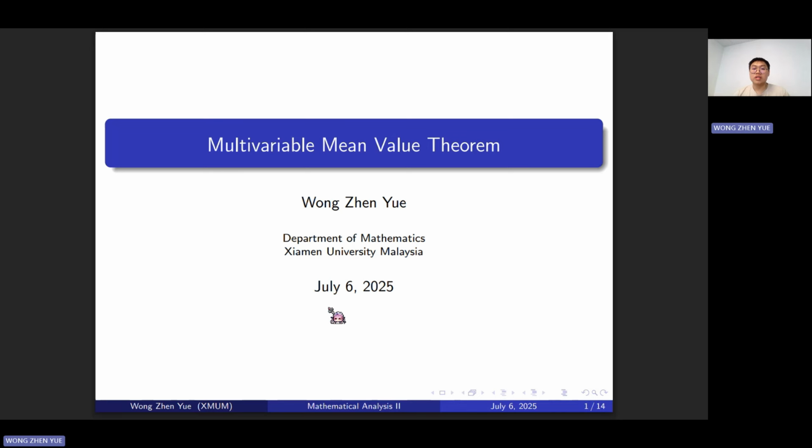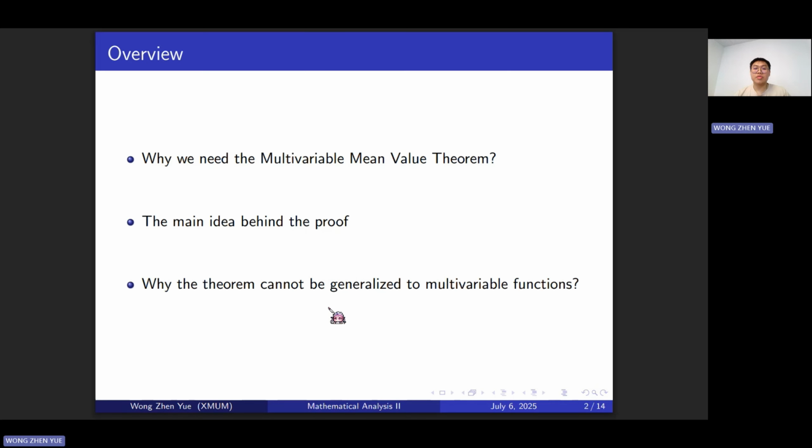Today I will introduce the multivariable mean value theorem. Okay, before we start, let's have an overview first. In this video, I will talk about why we need the multivariable mean value theorem and the main idea behind the proof. Then in the last, I will talk about why the theorem cannot be generalized to multivariable functions.